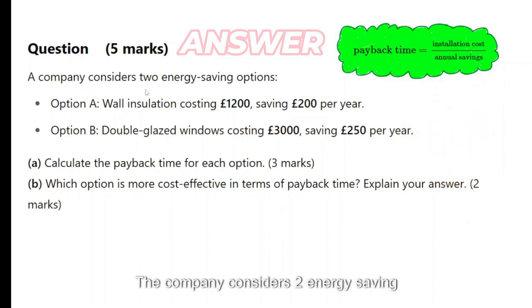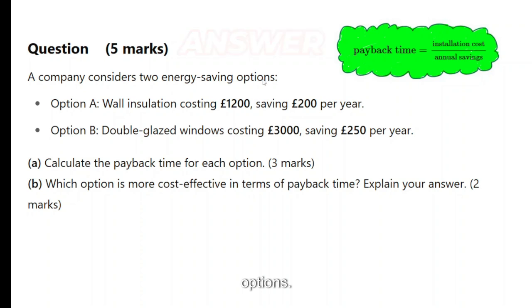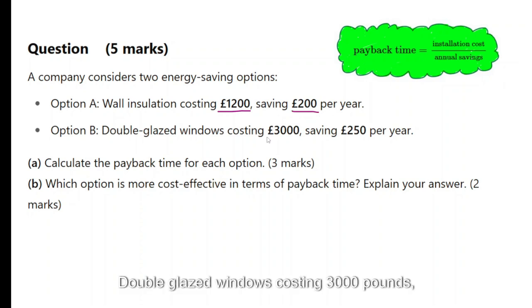A company considers 2 energy saving options. Option A, wall insulation costing £1,200, saving £200 a year. Option B, double glazed windows costing £3,000, saving £250 a year. Calculate the payback time for each option.